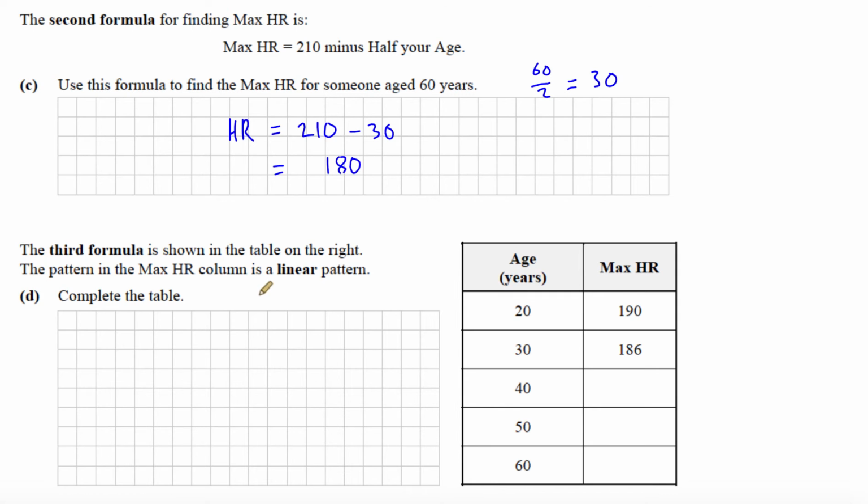Okay, the third formula is shown in the table on the right. The pattern in the max HR column, the max heart rate column, is a linear pattern. Complete the table. Well, a linear pattern is a pattern that goes up or down by the same amount each time. So if we look at this here, from 190 to 186, we're subtracting 4. So we're just going to continue that pattern down. Keep subtracting 4 as we move down. So 186 minus 4 is 182. Minus another 4 is 178. And minus another 4 is 174. So that's our table complete.